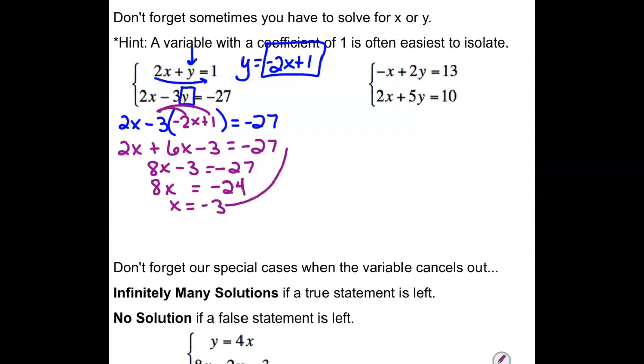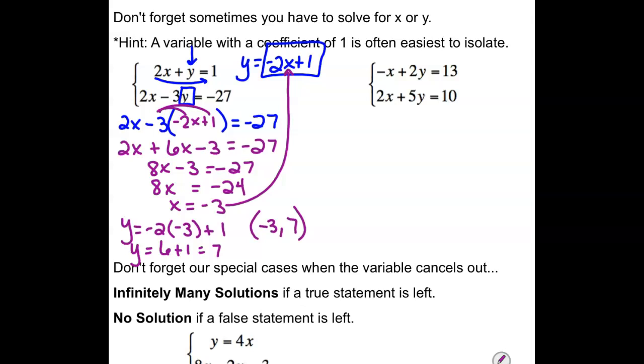And then again, we are going to dump that in to figure out our y value. So y equals negative 2 times x plus 1. We just found x to be negative 3. So we get a y value of 6 plus 1, or 7. So my ordered pair would be negative 3 for x and 7 for y.